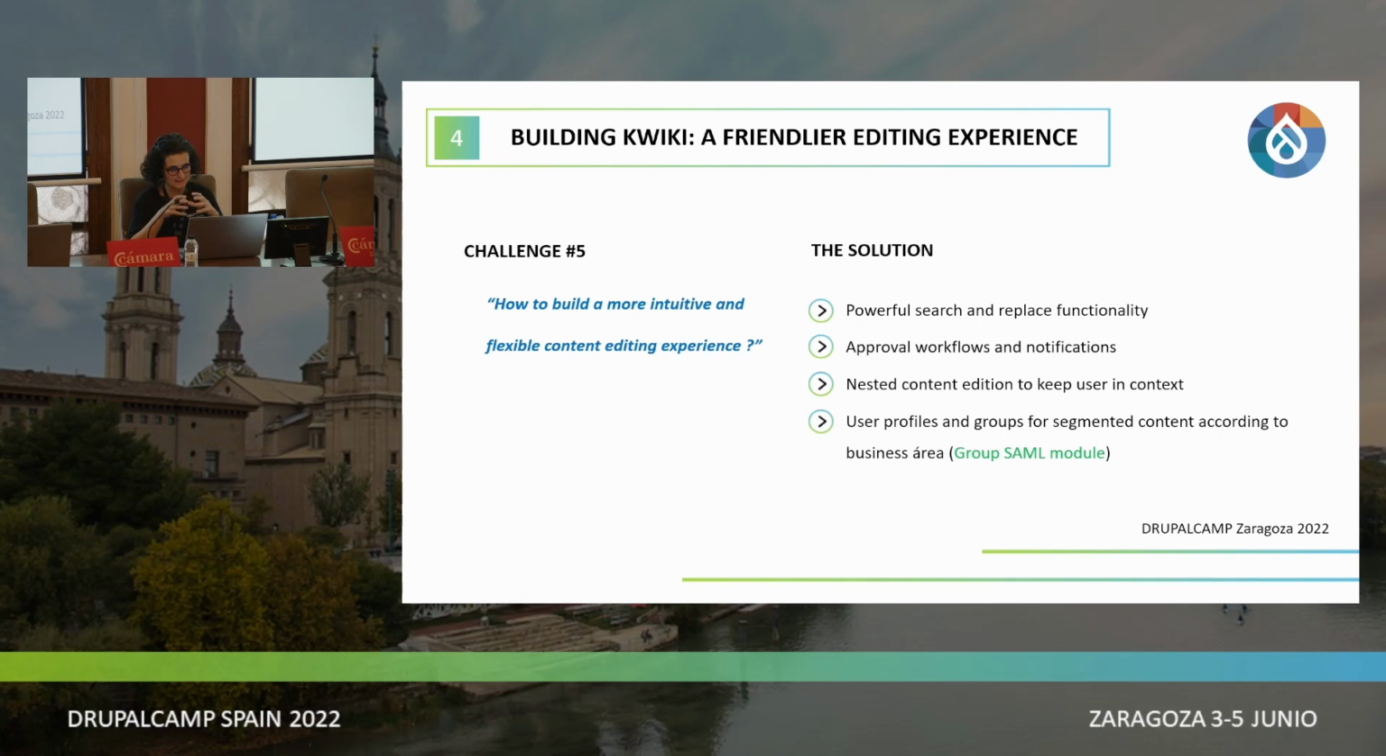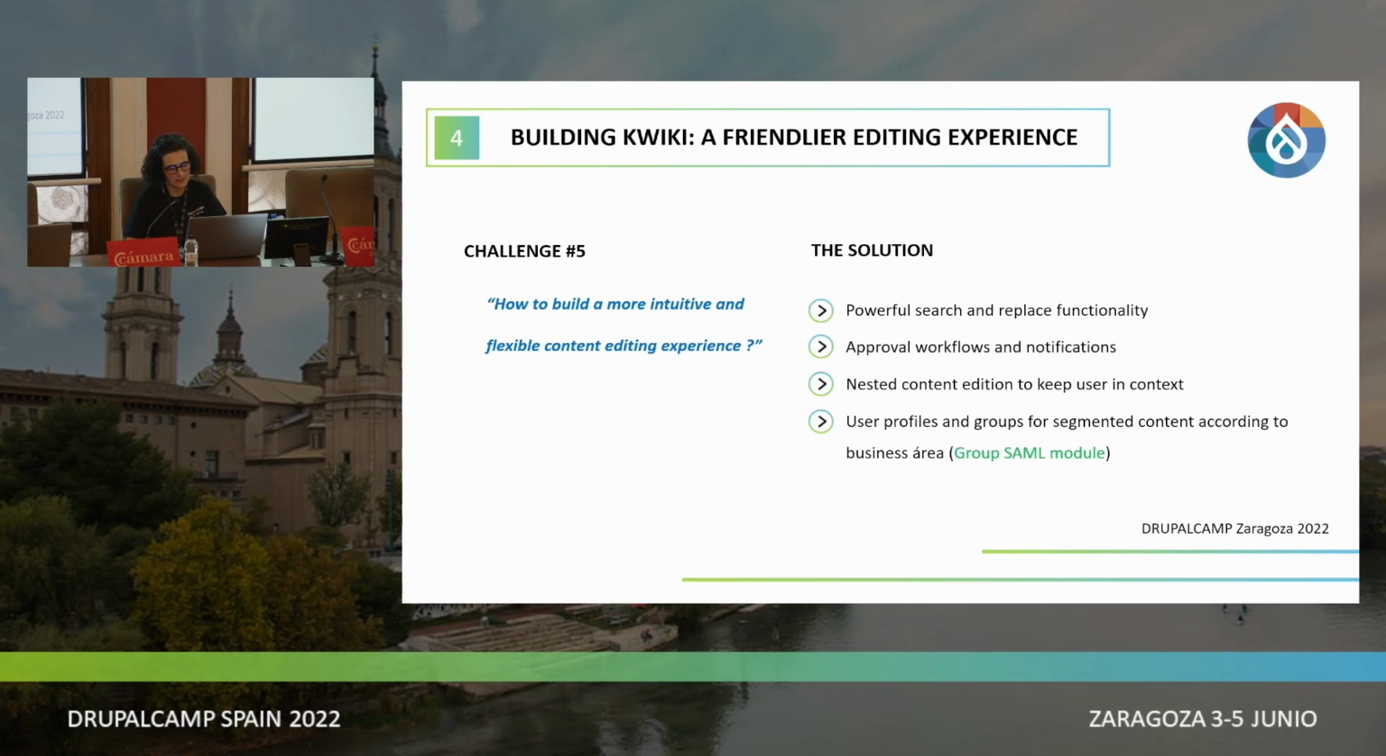There's also nested content edition to keep the user in context. So the user opens one of those structures I was telling you about and it's all there. He can see it there. We are using, of course, paragraphs, but also inline entity form to get everything in the same place so the user doesn't have to navigate to some other page to look for the other branch or whatever. It's all in there.